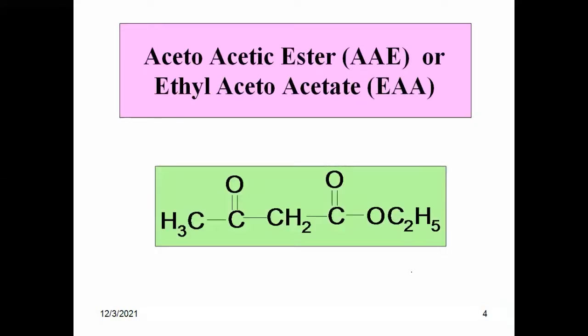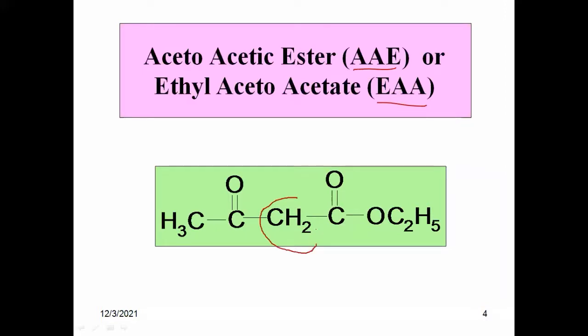Now let us discuss the first active methylene compound. Acetoacetic ester, also known as ethyl acetoacetate. The name of the compound is ethyl acetoacetate, or we call it acetoacetic ester.